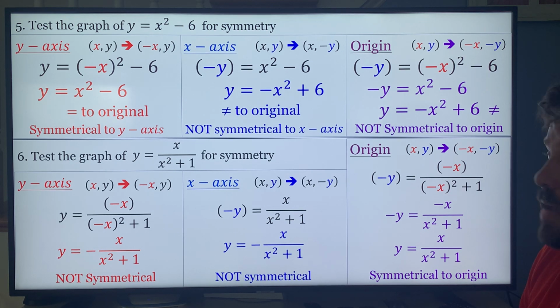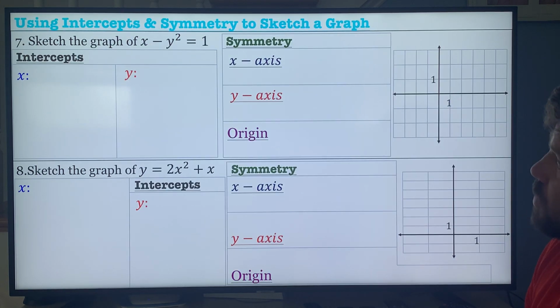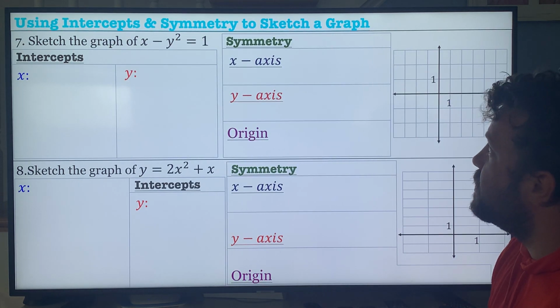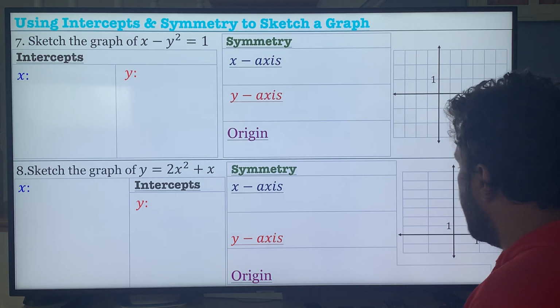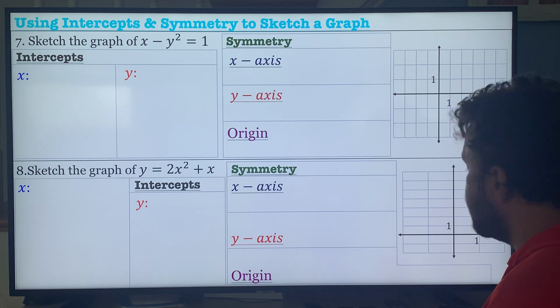All right, so there you go. There is graphing symmetry. Got it? One day down. Now what we're going to do is use intercepts and symmetry to sketch a graph. Now, this is also fairly simple, so we should do all right.